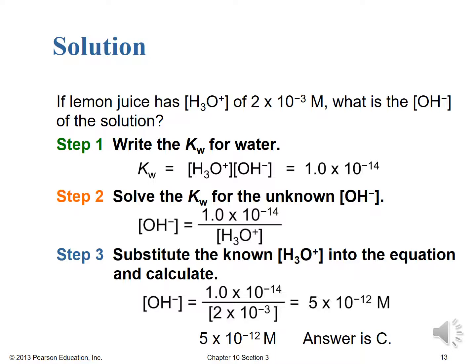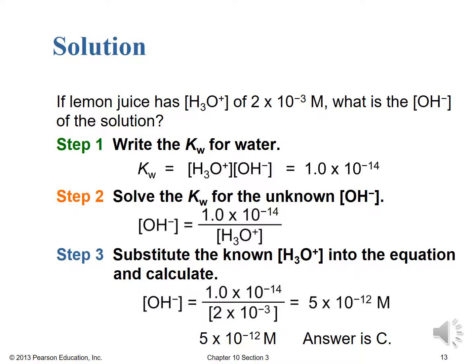Now here the lemon juice we know is acidic. It has a fairly high concentration of H3O+, so we're going to expect a pretty low concentration of OH-, certainly less than 1 times 10 to the minus 7. When we do the math, we find that we get a result of 5 times 10 to the minus 12 molar, and that means that our correct answer choice was choice C.